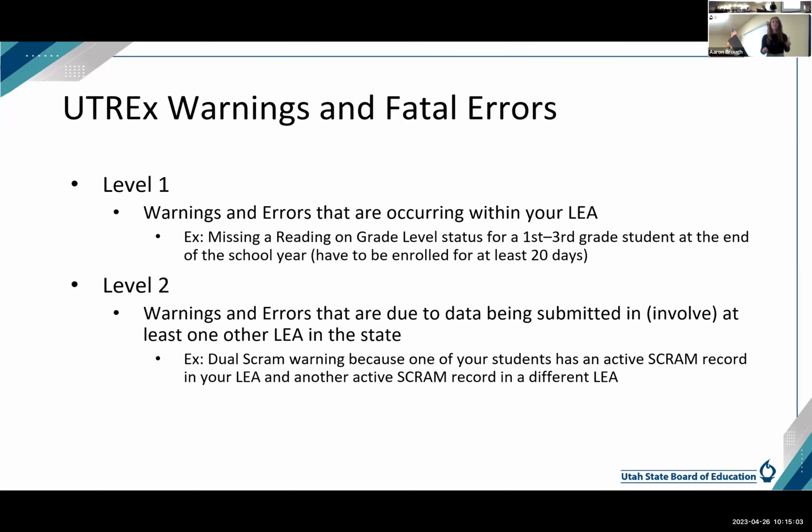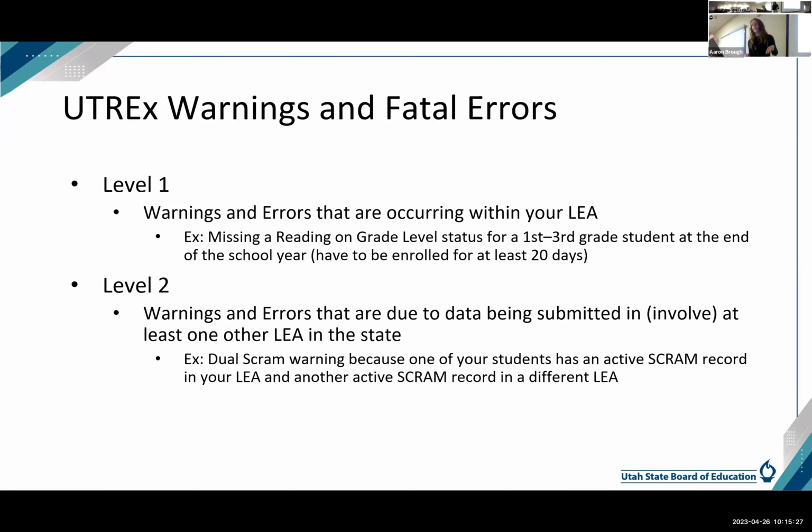There's also two different levels of the warnings and errors. Level 1 errors and warnings are those that are occurring within your LEA. So for example, you could have a student who's missing a reading on grade level status. If they're a 1st through 3rd grade student at the end of the school year, they've been enrolled for at least 20 days, this error is going to trigger on a student.